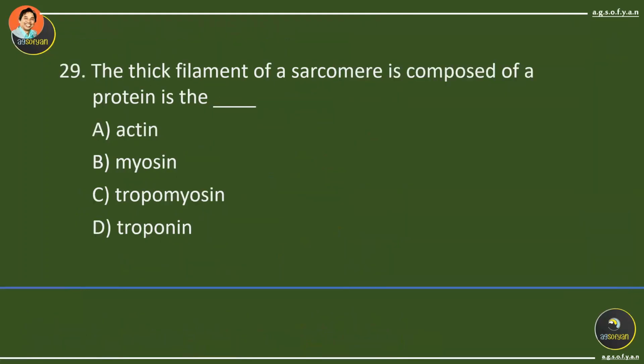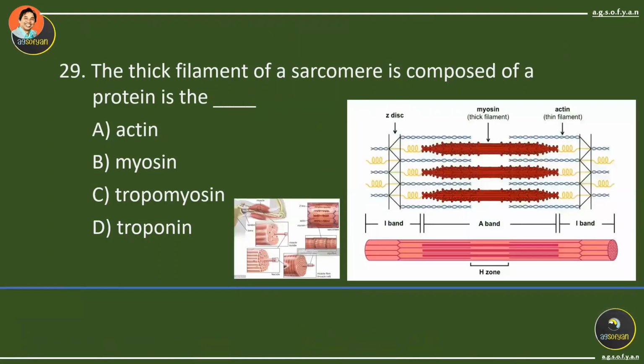The thick filament of sarcomere is composed of protein. Is it A, B, C, or D? Look at this picture right here. There are two main filaments for the sarcomere. The thick one is in the middle over here. It's called myosin. And the thin one is on the side. This is the one that will be sliding to the middle when the muscle is contracting, and the thin element is called actin.